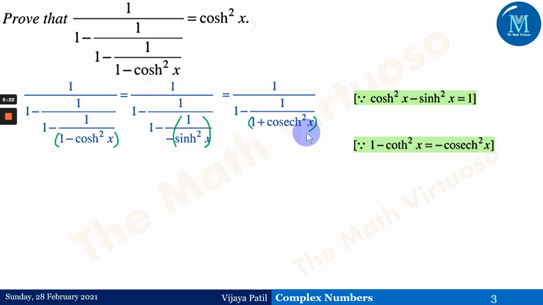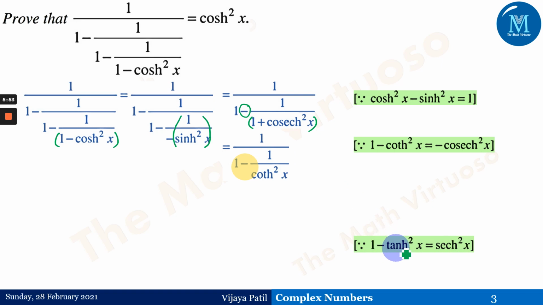Now what is the relation again? This 1 plus cosec hyperbolic square x can be replaced as cot hyperbolic square x. So we are just replacing that particular 1 plus cosec hyperbolic square x as cot hyperbolic square x with the minus sign, because it is actually a plus sign, and we have got this minus sign from this step. So this is nothing but 1 minus 1 upon cot hyperbolic square x.